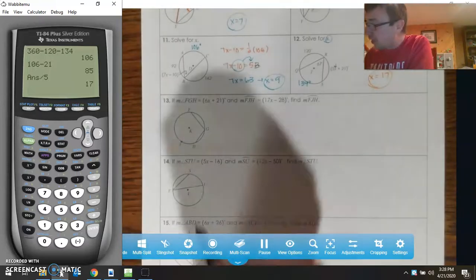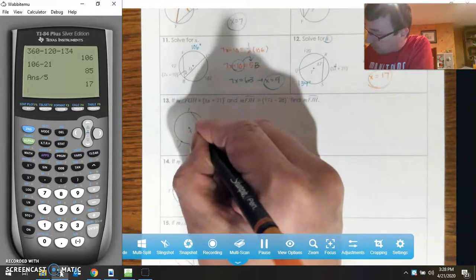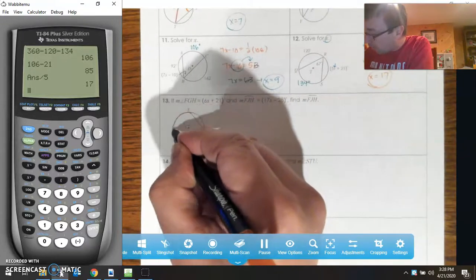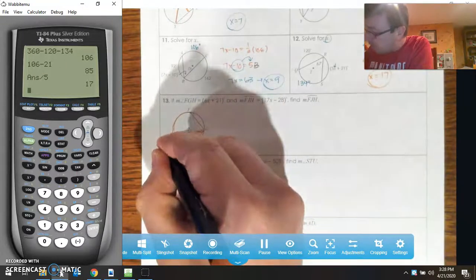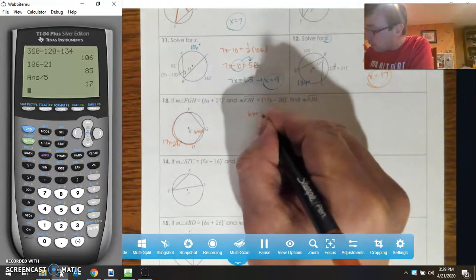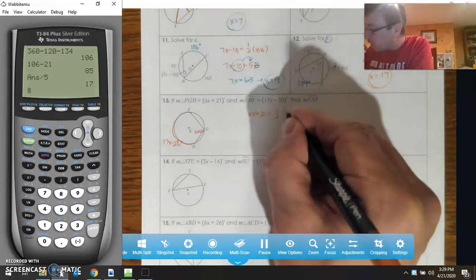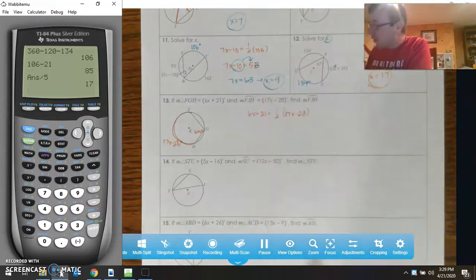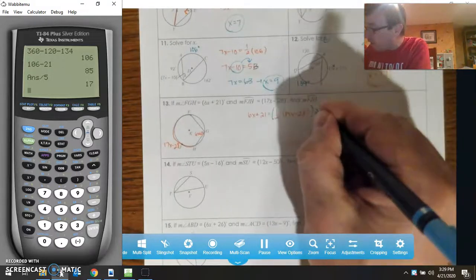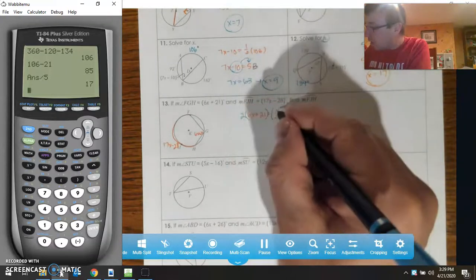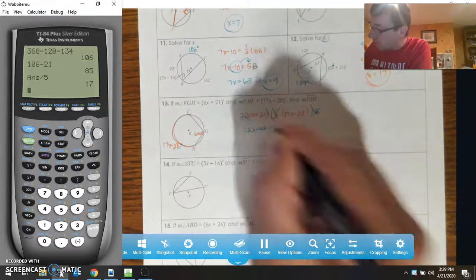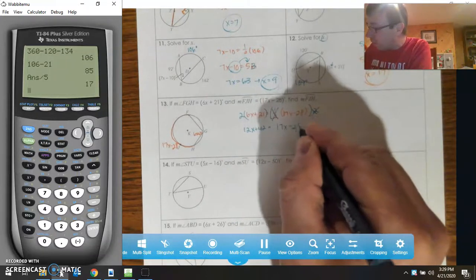Angle FGH is 6x plus 21. Arc FJH, which is this arc out here, is 17x minus 28. So I know the angle is half the intercepted arc. The way I would do that, since I don't like fractions, I'm going to multiply everything by 2. So this will cancel with this. 12x plus 42 equals 17x minus 28.